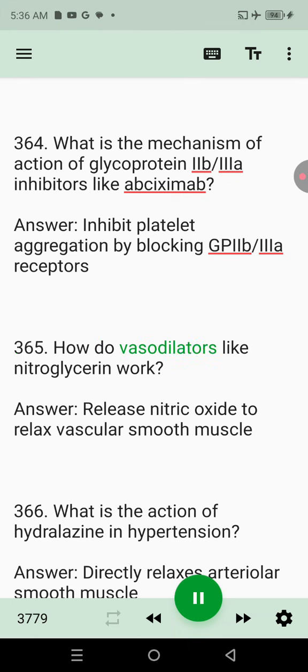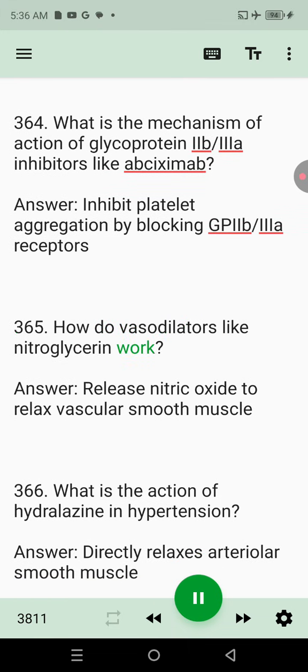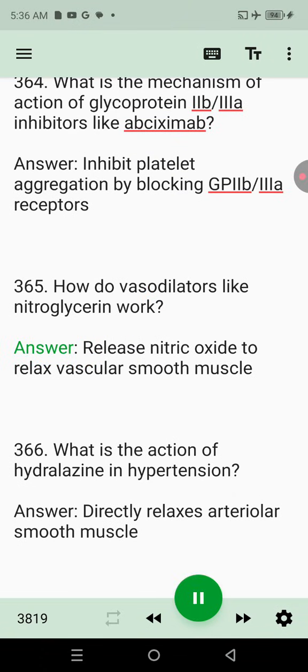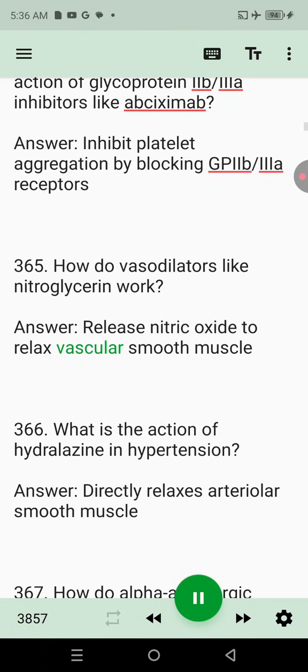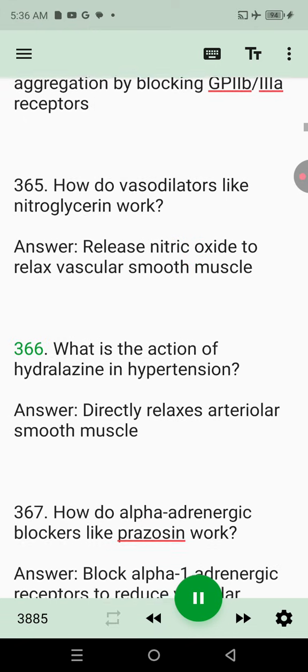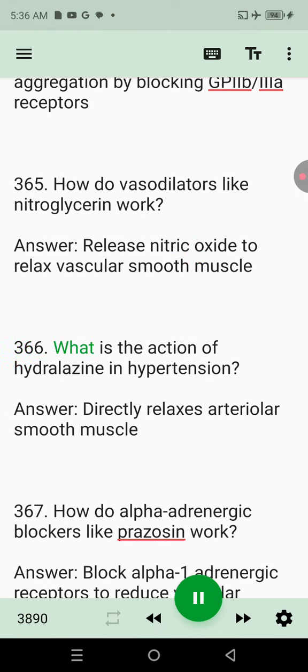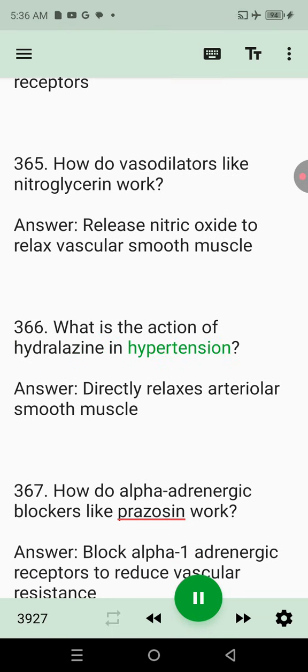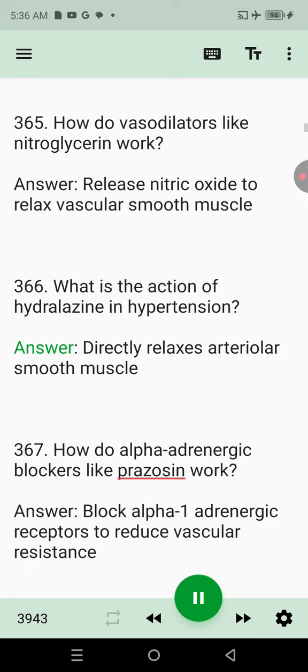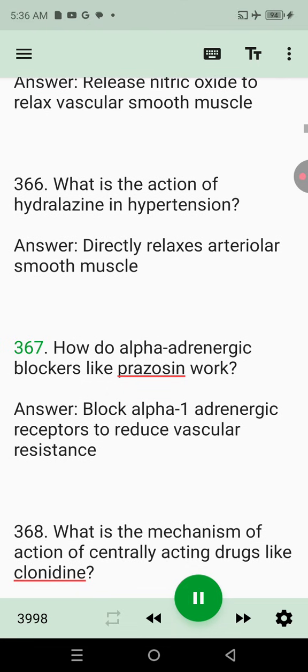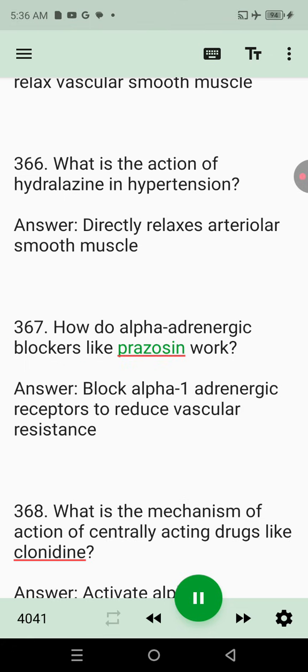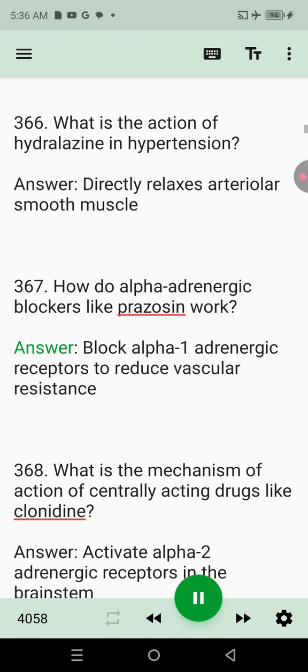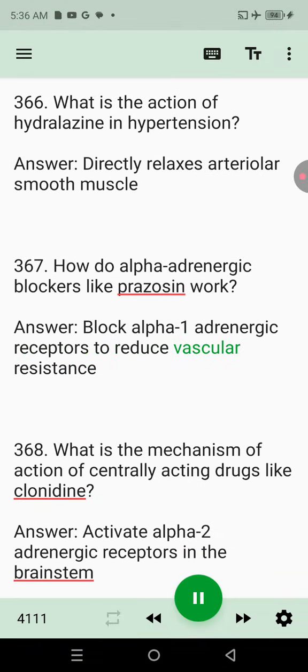365. How do vasodilators like nitroglycerin work? Answer: release nitric oxide to relax vascular smooth muscle. 366. What is the action of hydralazine in hypertension? Answer: directly relaxes arteriolar smooth muscle. 367. How do alpha-adrenergic blockers like prazosin work? Answer: block alpha-1 adrenergic receptors to reduce vascular resistance.